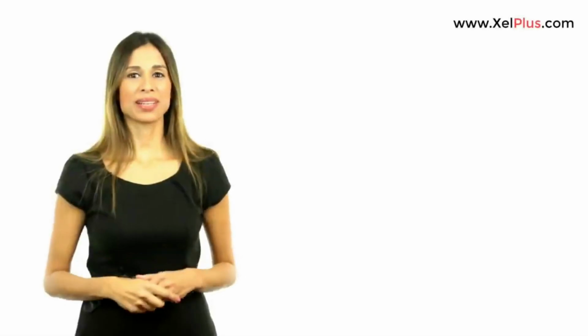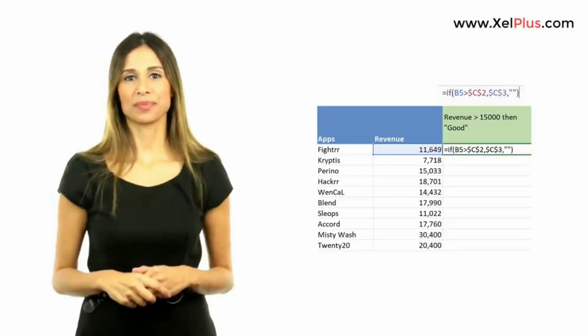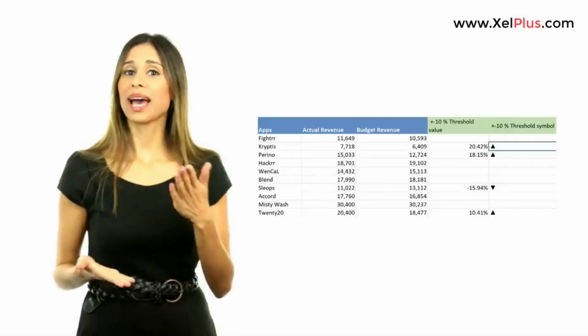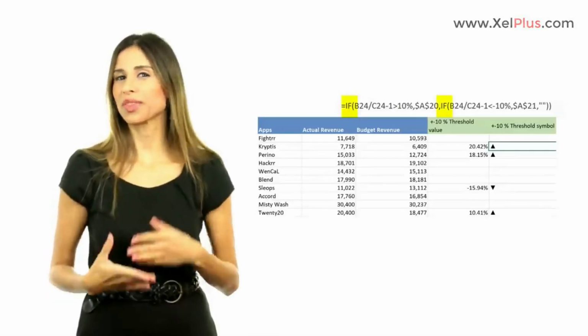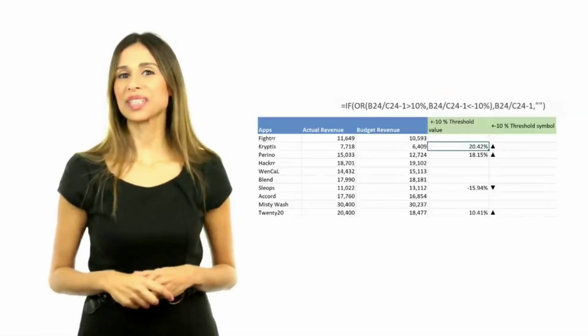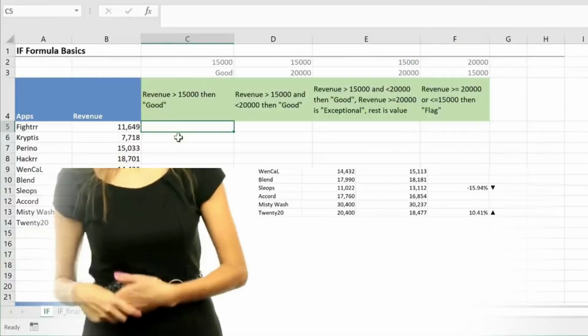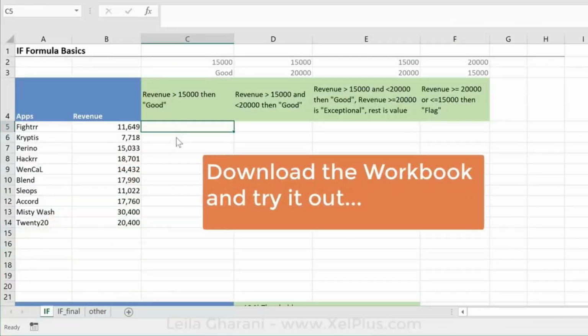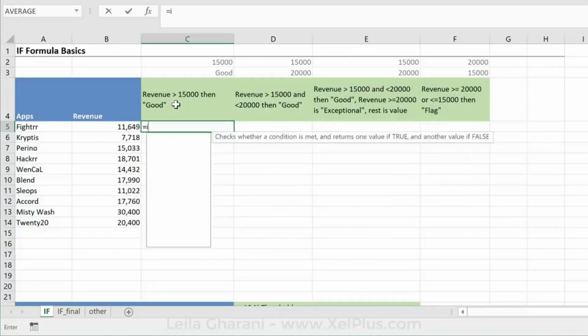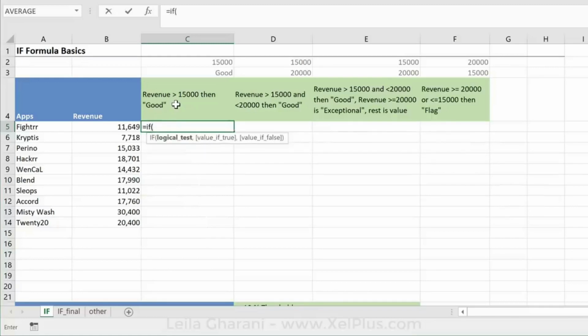Today's video is about Excel's if function. How can we use it alone? How do we know if we need more than one if? And how can we combine it with other logical functions? For the first case, I need to mark apps with the word good if the revenue is above 15,000. So we're going to start off with if. The first argument is our logical test.